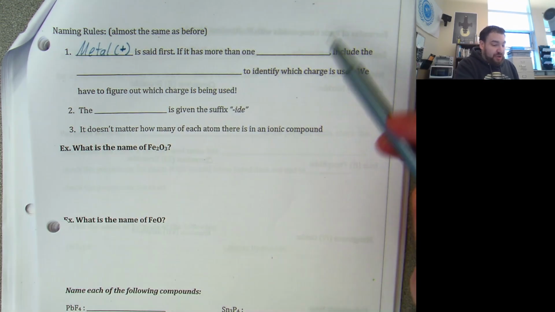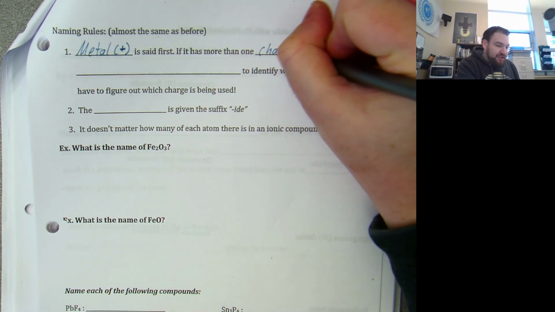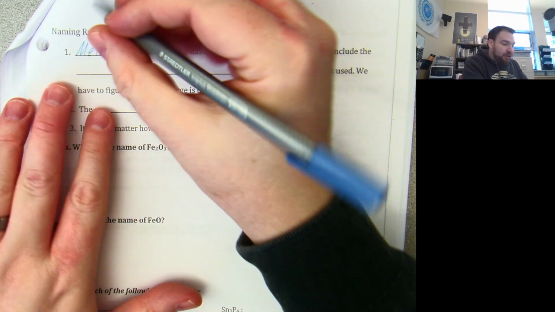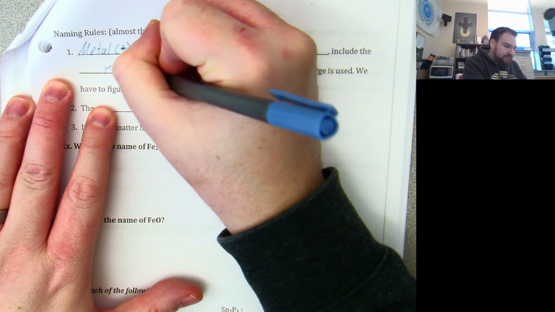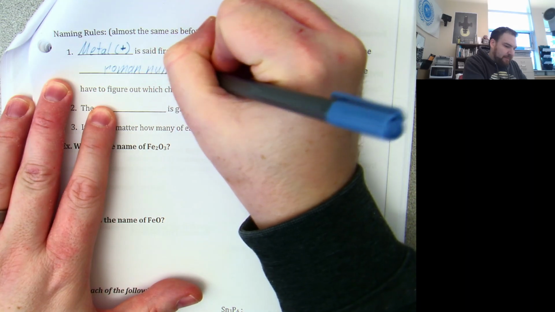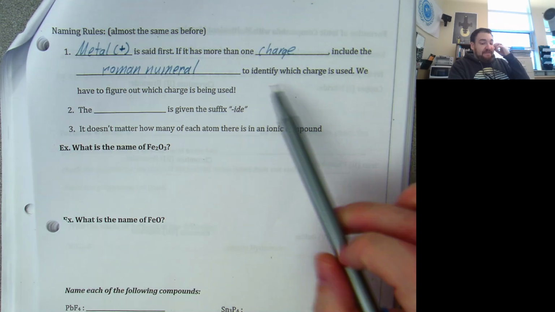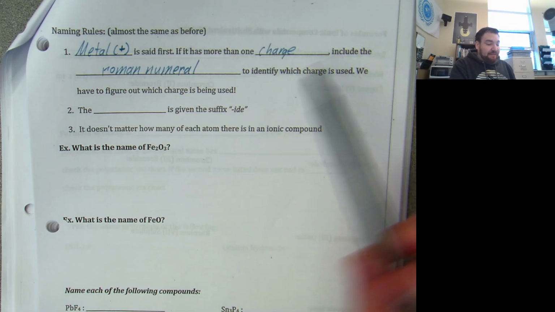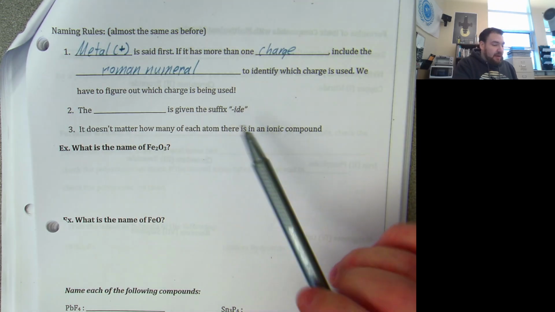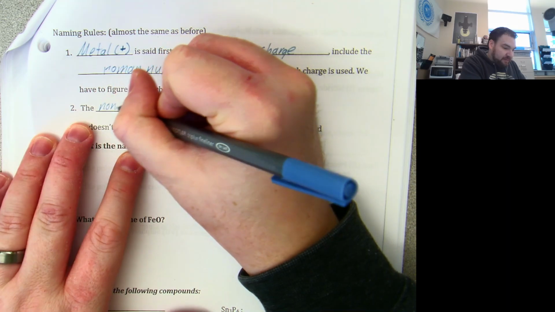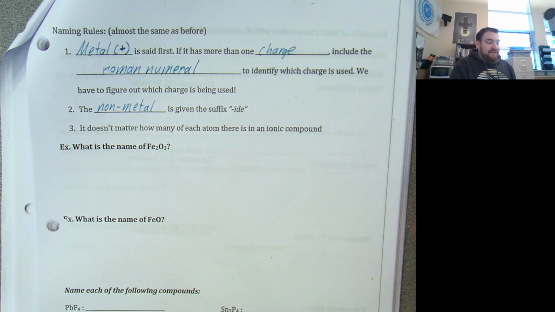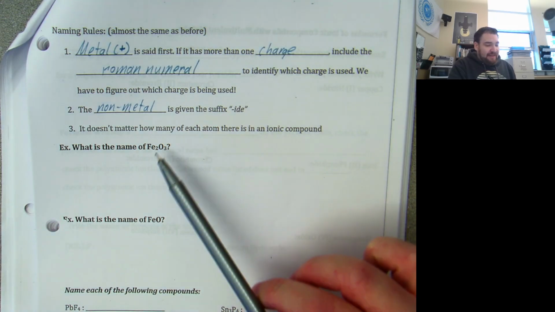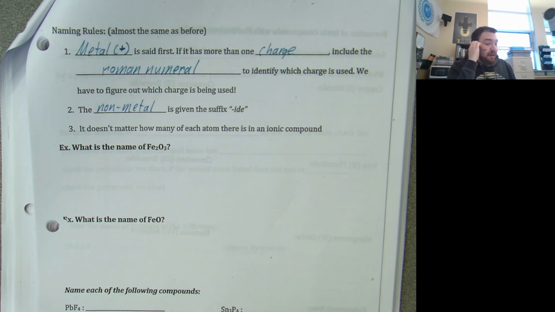If it does have more than one charge, the word in here is charge, we include the Roman numeral to identify which charge is used. If it doesn't have more than one charge, you don't use Roman numerals. And we have to figure out which charge is being used. The nonmetal is given the suffix IDE, just like before, and then it doesn't matter how many of each atom there is in the compound. It will later with other compounds.